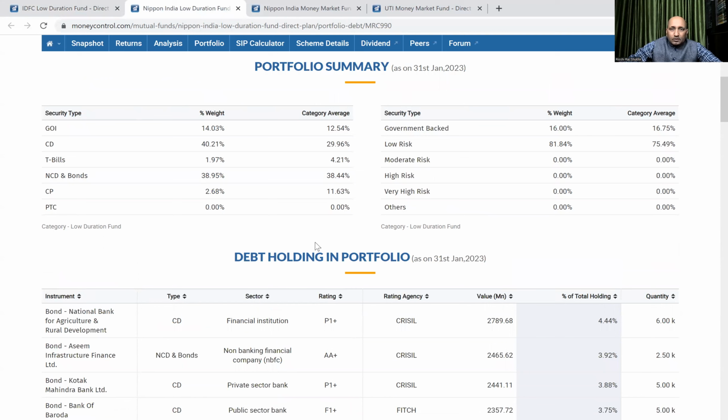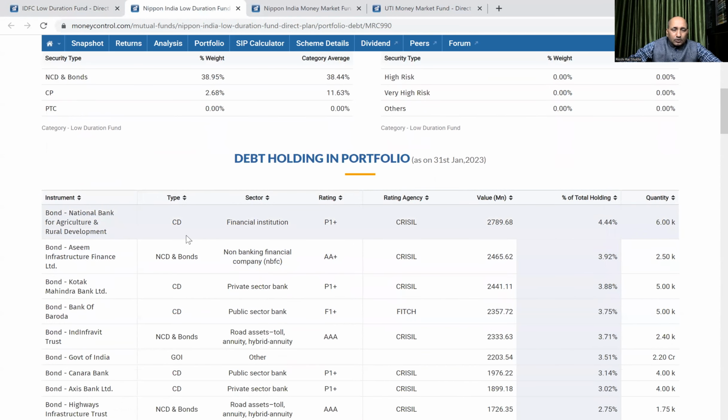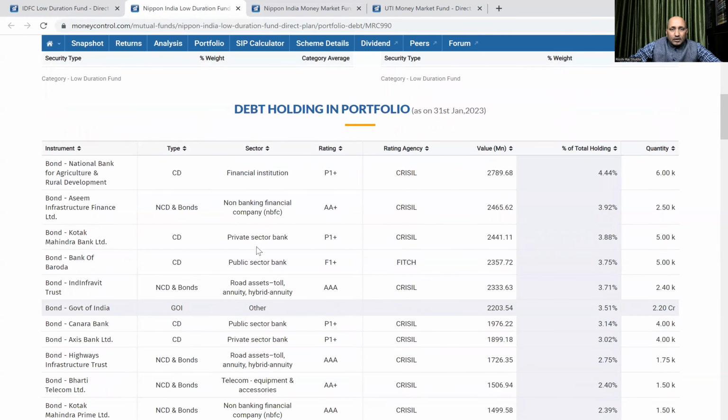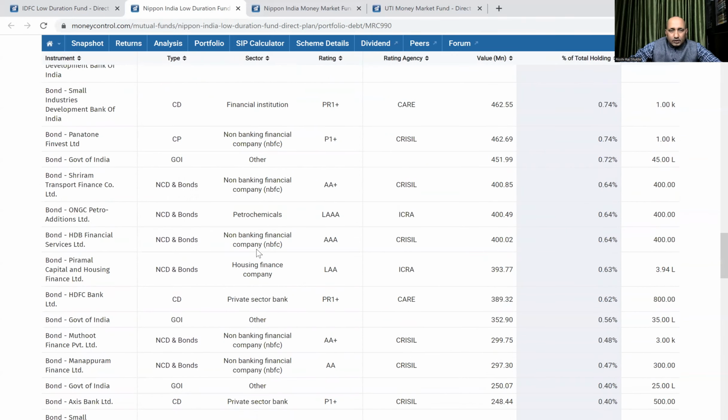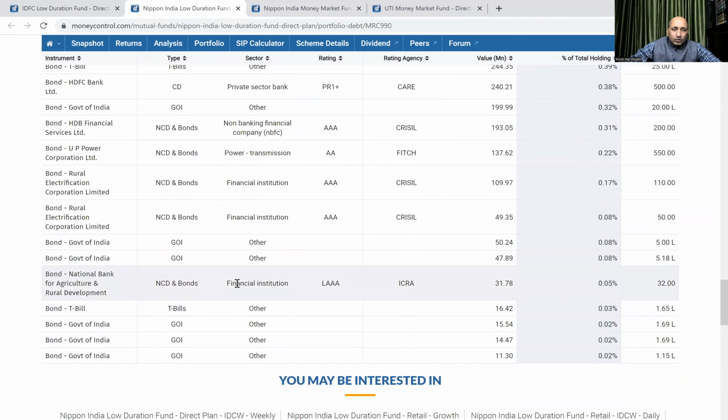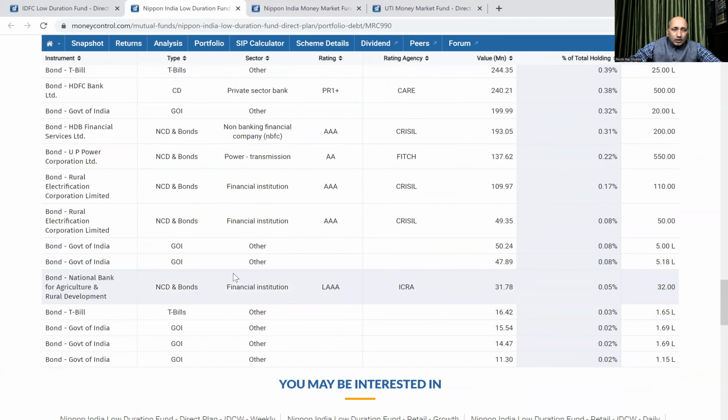Let us see another, the Nippon India Low Duration Fund. Here you can see the government bank-backed, low risk holdings, this much. And here also the CDs, NCD bonds, all these highly rated instruments, they have invested all over. So it is a wonderful thing, but there is associated risk. We should be aware of that.